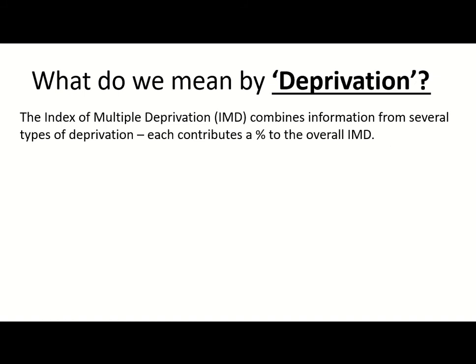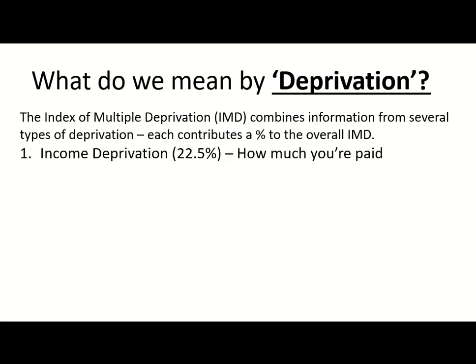So the 7 things that this relates to, and I'd like you to write these down, please. The first one is to do with money, and that makes up a big proportion of the overall score. So 22.5% of the multiple deprivation score is based on income. How much money someone is paid. The higher the amount of money you're paid, the lower your deprivation score, I guess, will be. If your income is very low, it will give you a higher deprivation score.